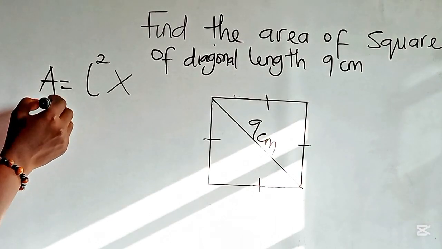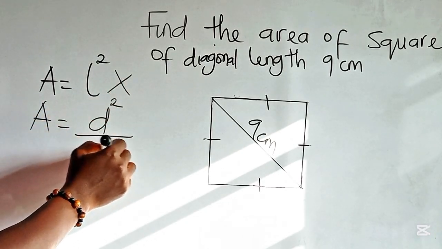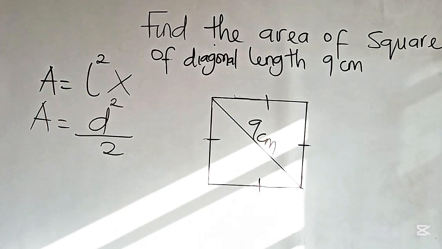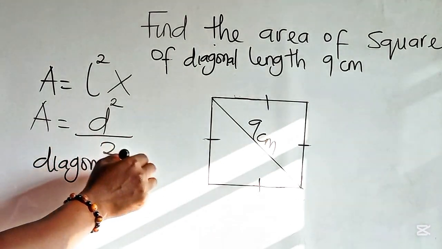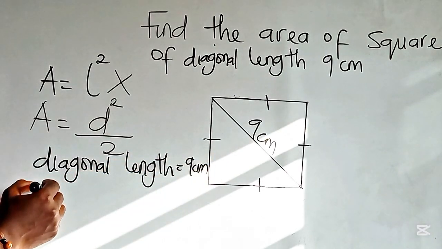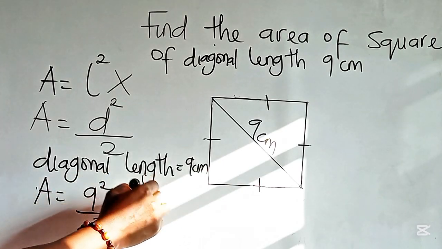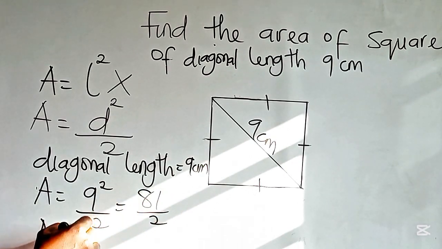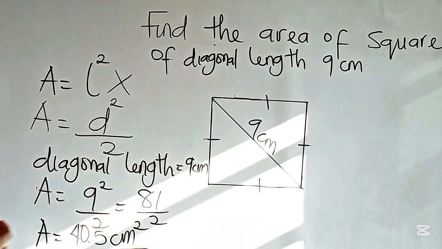So this formula is given as the area is equal to the square of the diagonal divided by 2, where D is the diagonal length and A is the area. So the diagonal length in this question equals 9 centimeters. So in putting our values, we have area is equal to 9 square divided by 2. This gives us 81 divided by 2. Therefore, the area of this square is equal to 40.5 centimeters square, and this is our answer.